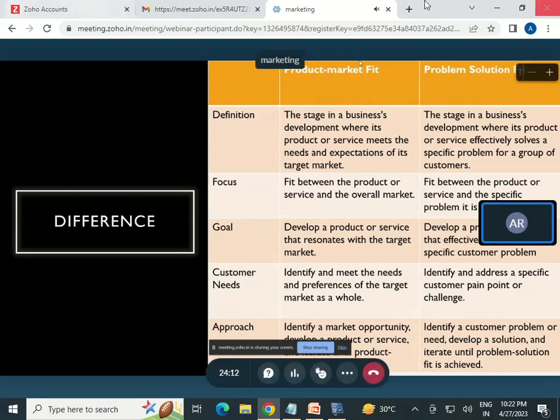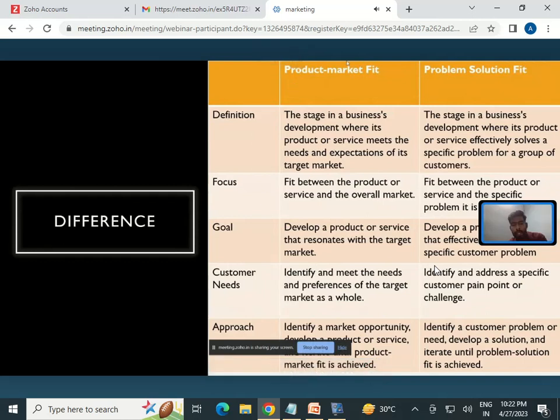And here, identify and address the specific customer pain point or challenge. Pain point again is related to the problem, right? It is the thing that is making you feel pain or something like that. This is a psychological term. Now the approach, right? Identify a market opportunity, develop a product or service that fits your targeted market. And here identify your customer problem and their needs, develop a solution, and iterate until the problem solution fit is achieved, right? Here the iteration process is going on. You will find the solution, apply it in the market, users will use it, and you will get feedback from the users.